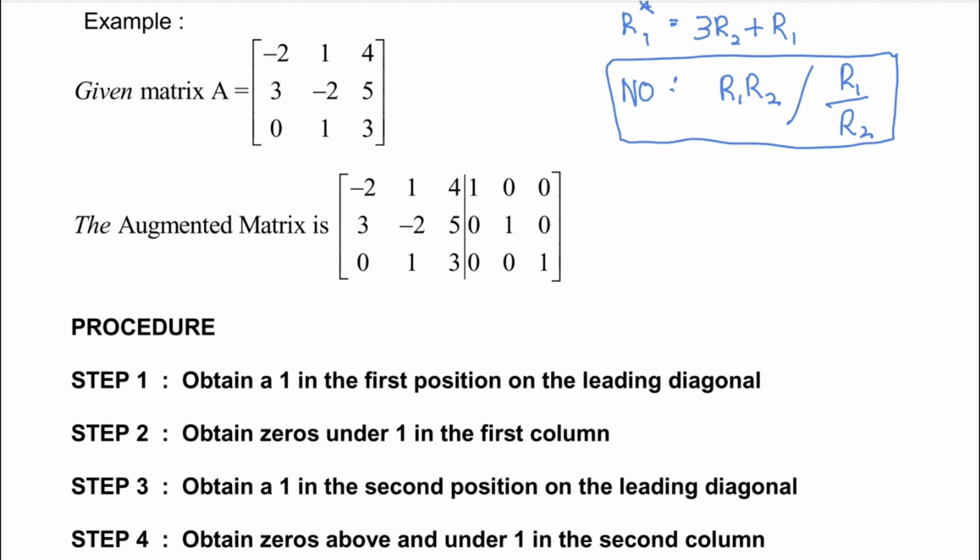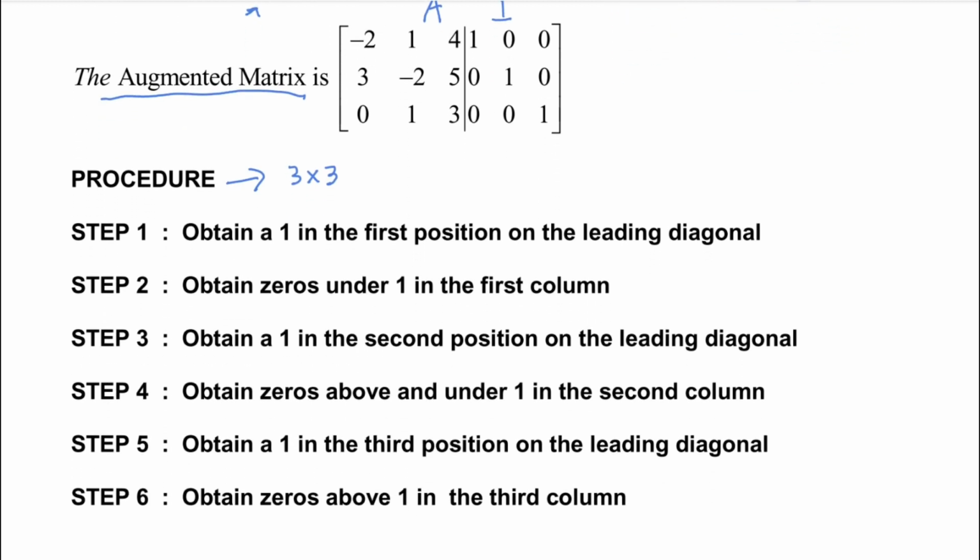For example, given a matrix A, here is 3 by 3 dimension. The augmented matrix form, like I said before, is like this. So here is the A, here is the identity. Alright. This one is the procedure for a 3 by 3 matrix. There are only 6 steps.